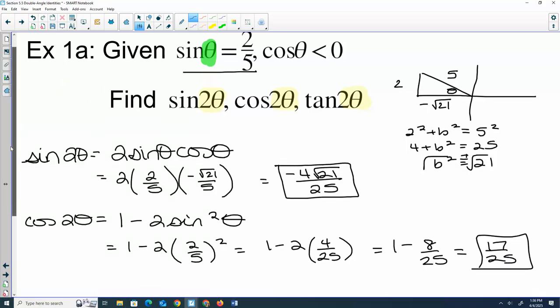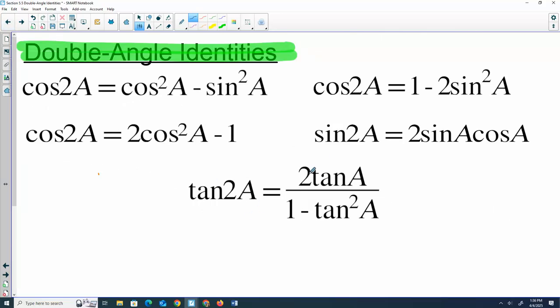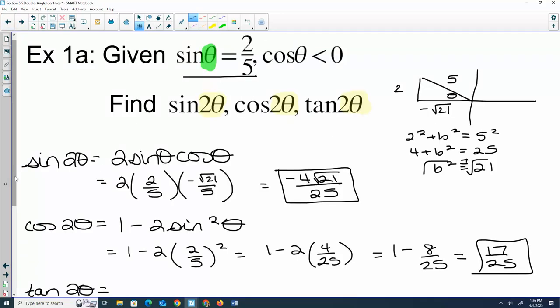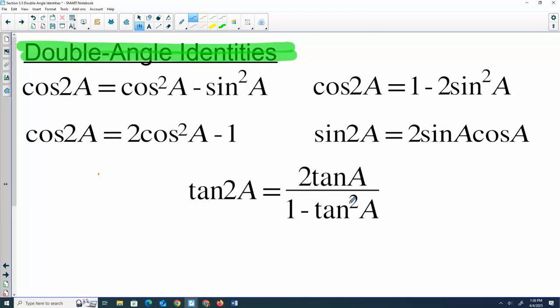Tangent 2 theta, we also really have options. We have the formula for tangent 2 theta that we could use. Or, since we already found both sine and cosine, you could just do sine 2 theta over cosine 2 theta. So, do you want to divide the 2 answers we already got, or do you want to do the whole tangent formula? Divide them, that would be easier, I think.